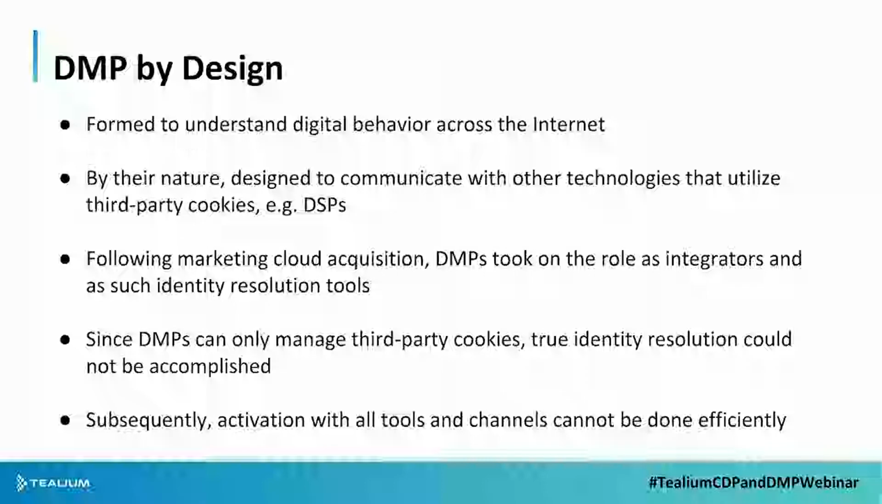Now, by their nature, they're designed to communicate with other technologies that utilize third-party cookies. The best example of this would be demand-side platforms, or DSPs. The way that they are able to communicate with these DSPs is that they have to sync their IDs. And so this is where you start to get into the match rates between DMPs and DSPs. But the one thing I want to call out here is there's a lot of ID syncing talk around the industry, and there's a lot of piggybacking. Well, that's primarily how DMPs and DSPs are able to sync their IDs with one another, so that when I create a segment in a DMP, I can then pass it to the DSP, and a good portion of that segment will make it into the DSP for targeting.